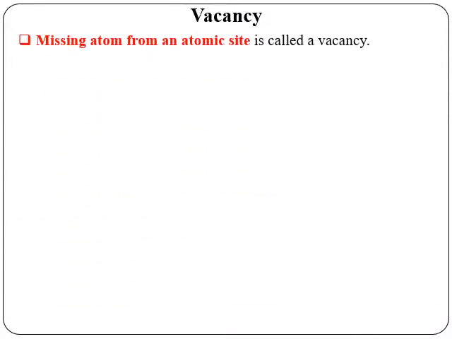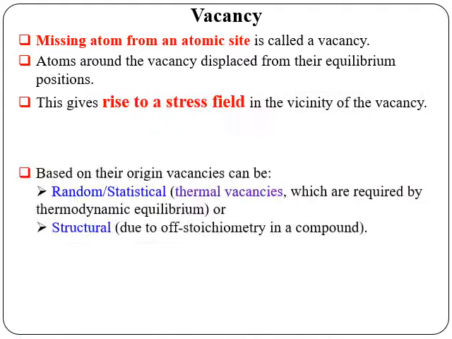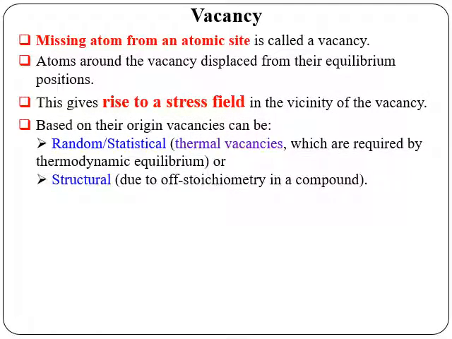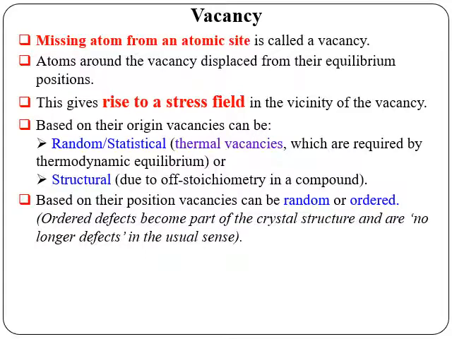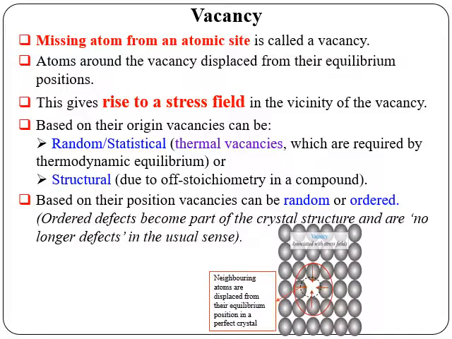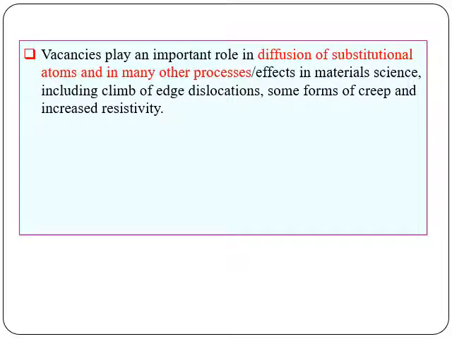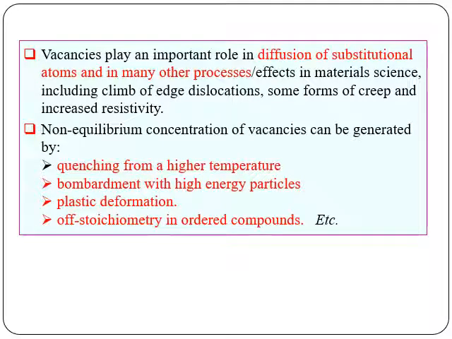Now again in detail, what is a vacancy? A missing atom. Whenever an atom misses out or escapes out of its place, it gives rise to stresses in the lattice. Based on the position of the vacancy, it may be random or ordered. This is how exactly a vacancy is created. This vacancy is very useful in diffusion. In the diffusion of atoms, these things play an important role.